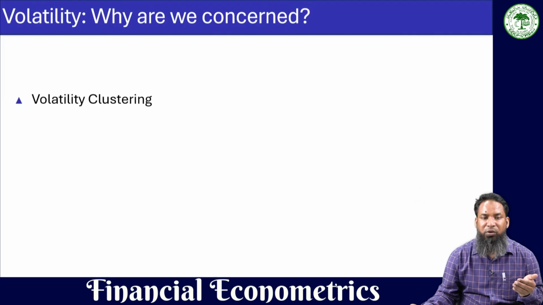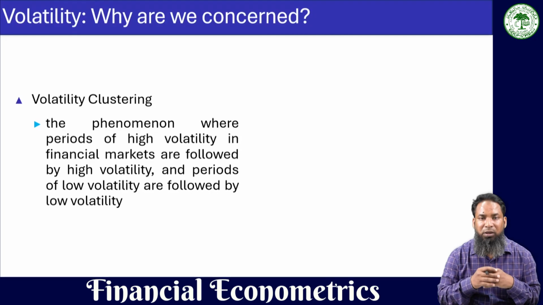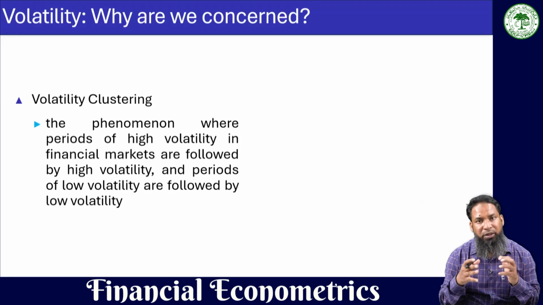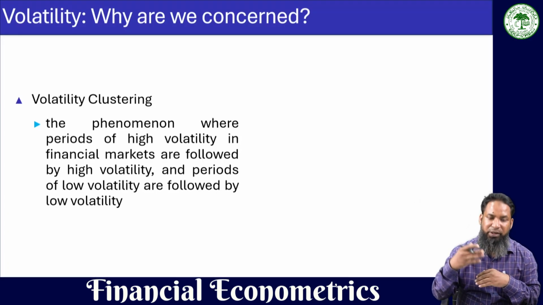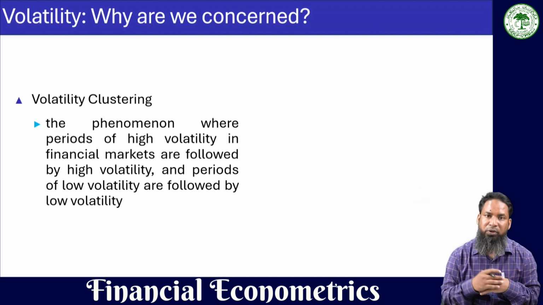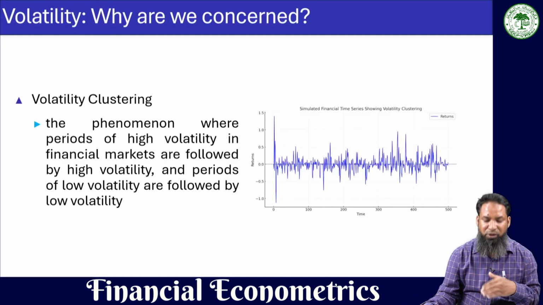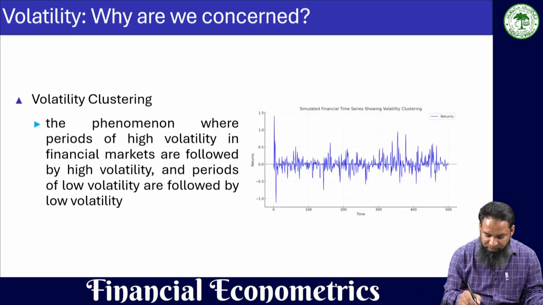Similarly, we have the phenomenon of volatility clustering, where periods of high volatility in the financial markets are followed by high volatility, and periods of low volatility are followed by low volatility, or we can say there is persistence of volatility. In such cases, again, we will have a problem. For example, here we can observe where there is low volatility, it continues with low volatility, and where we have high volatility, we have persistence of high volatility.